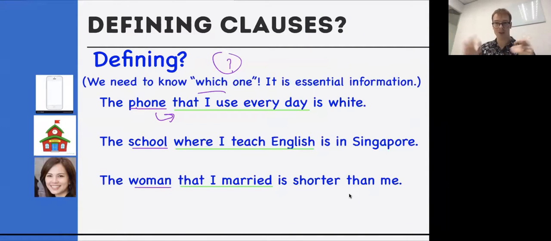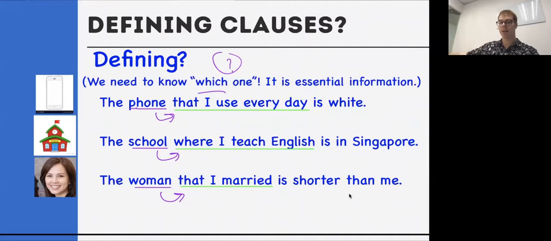So some of you, maybe you know Singapore, right? The school where I teach is definitely in Singapore. And then last, I could say the woman that I married. I know a lot of women, but the one I married, specific. That's a specific person. Which one?